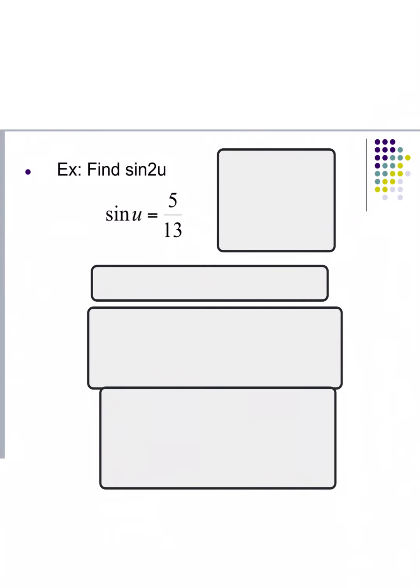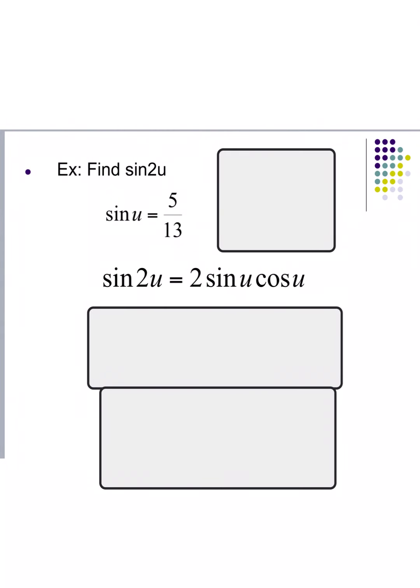For our first example here, we want to find the sine of 2u, and we are given information that the sine of normal u is 5/13. So what we're going to do is look at our formula, which is sine of 2u is 2 sine of u cosine of u, which means in order to answer this question, I am missing the cosine of u. To identify the cosine of u, we're going to take the given information, sine of u equals 5/13, and use that to construct a triangle.